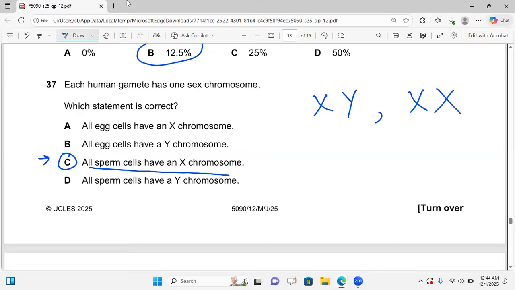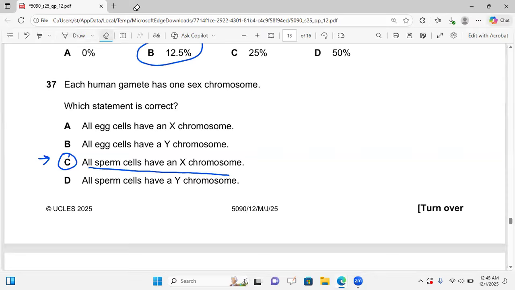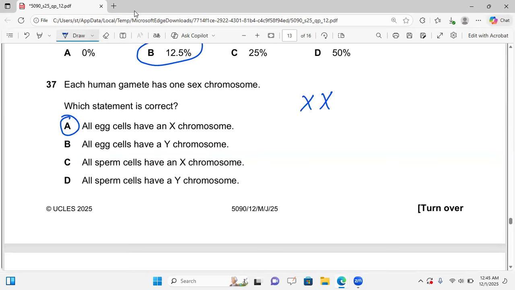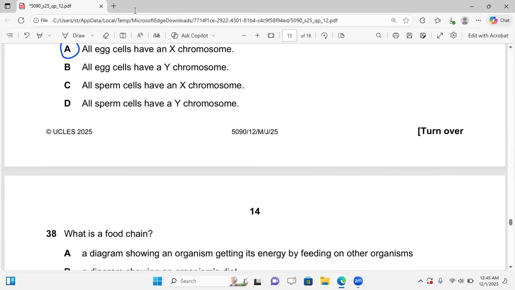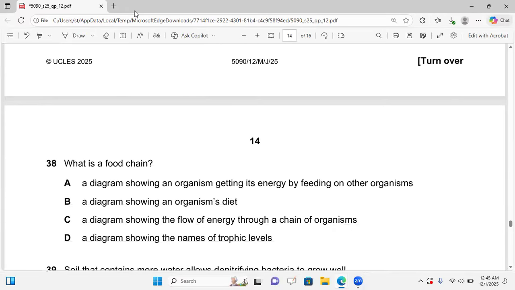No, I will not go with this option, because all sperm cells have an X chromosome. Which statement is correct? All egg cells have X chromosomes only. Both have XX like that. All egg cells have Y. No, all sperm cells have an X chromosome. Sex chromosome for sperm is Y only.